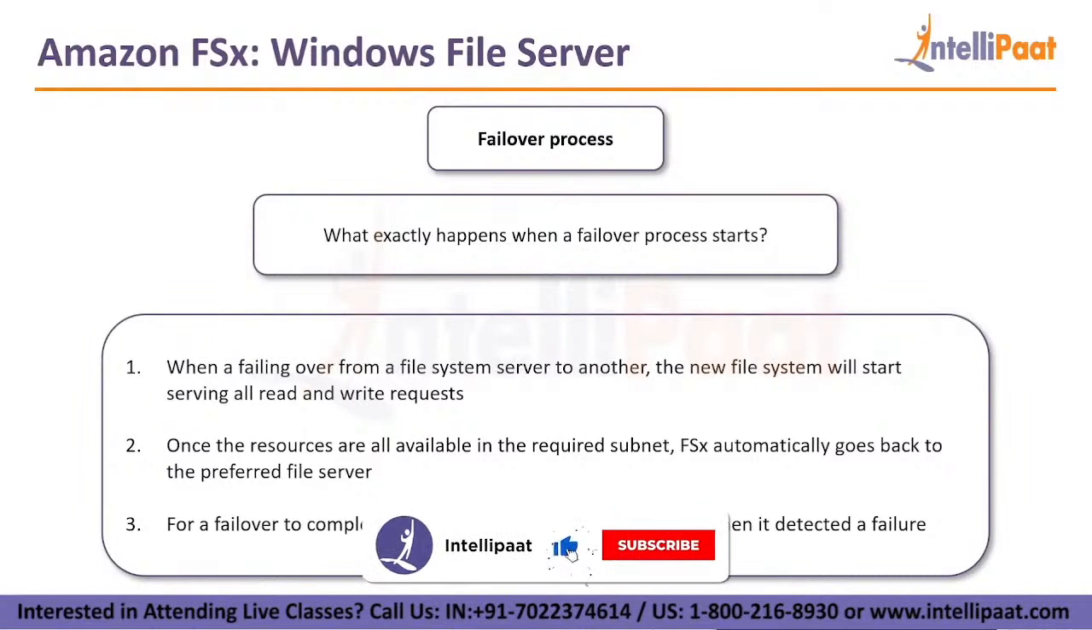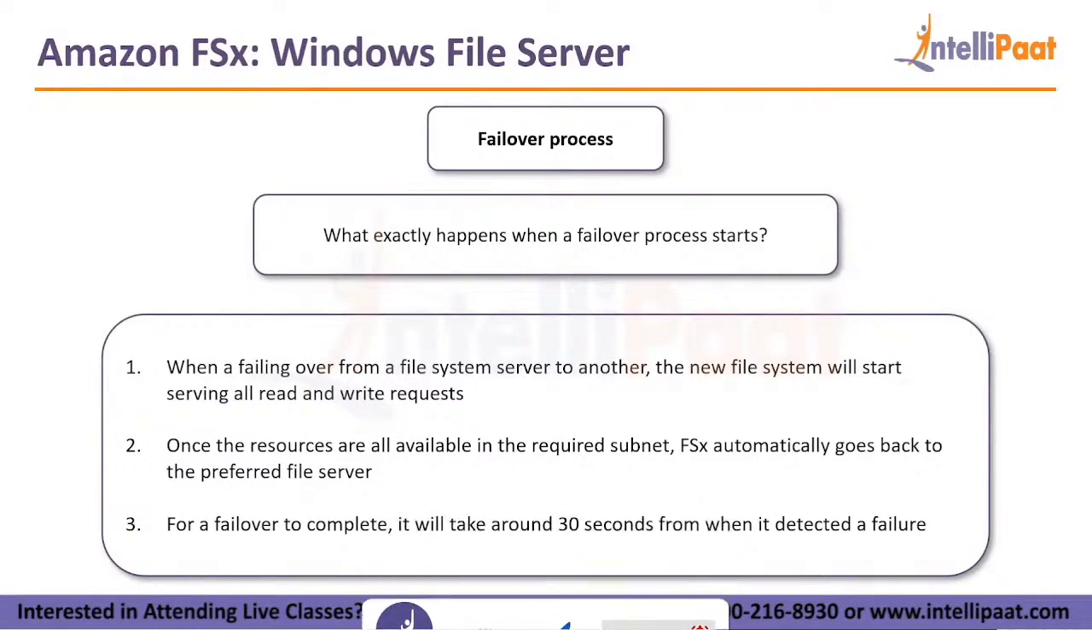And once all the resources are available in the required subnet, FSx automatically goes back to the preferred file server. That is, when the primary server comes back live and is available, it will automatically shift the failover process from the secondary server to the primary server itself. So for a failover to complete from the primary to the secondary, or from the secondary to the primary, whatever it is, it will take around 30 seconds from when it detected a failure.